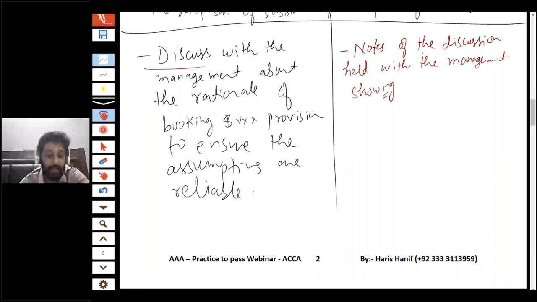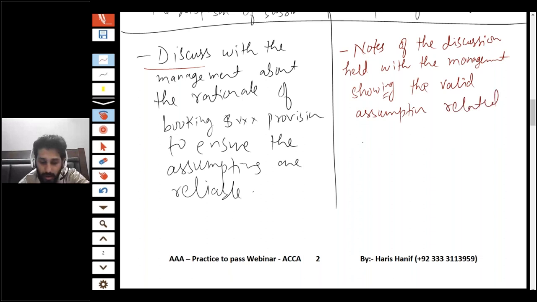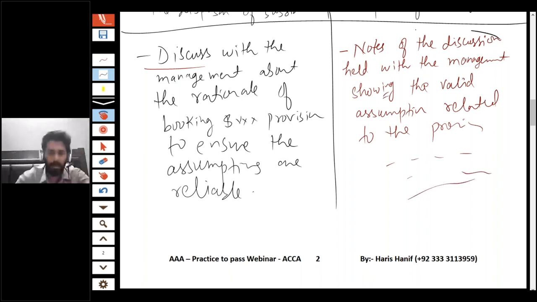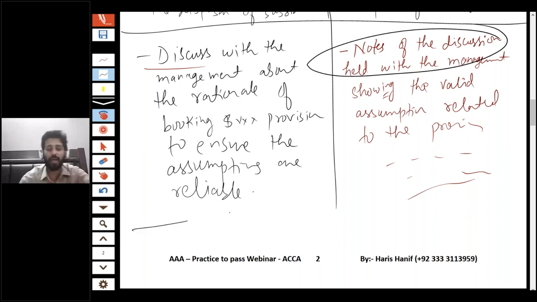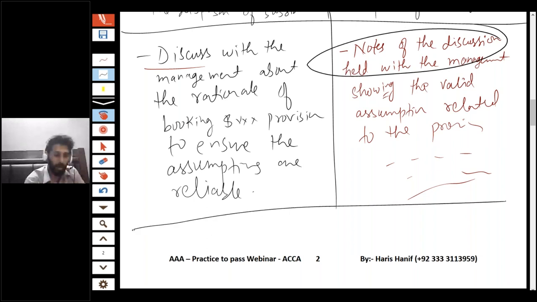And remember that evidence carries very important weightage for the AAA paper. Notes of the discussion with the management showing the valid assumptions related to the provision booked, whatever, blah, blah. So this is actually the starting point of the evidence, right? Now, when I apply this onto the example, onto the question, you will be in a position to better understand, right?